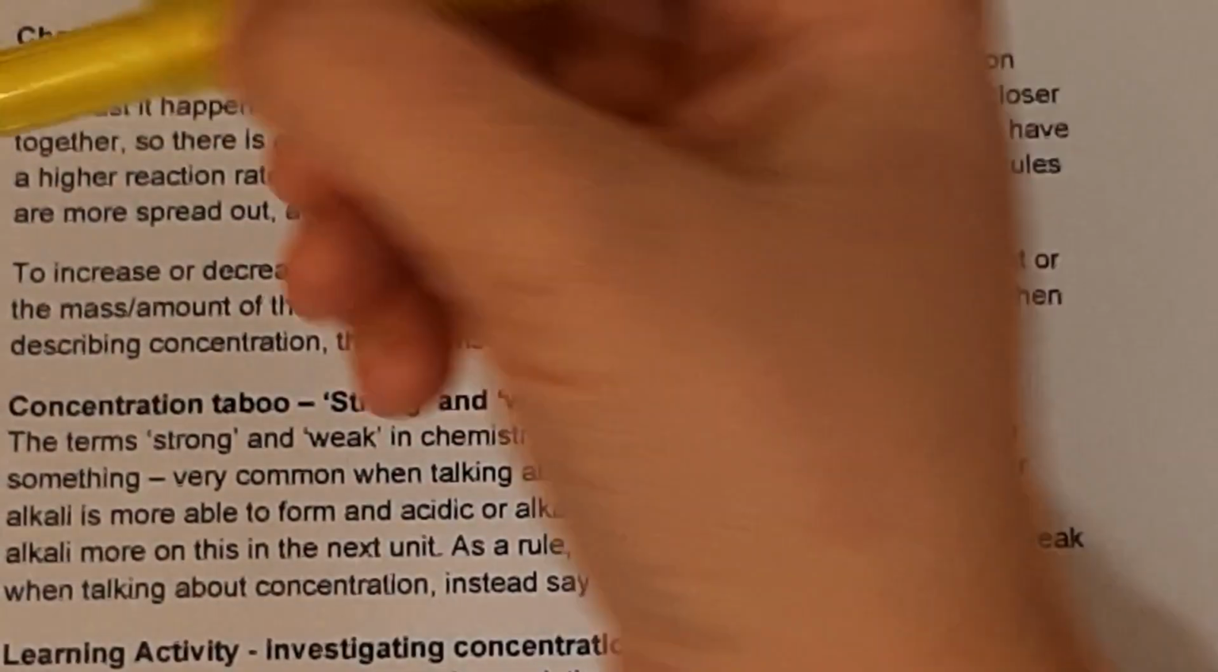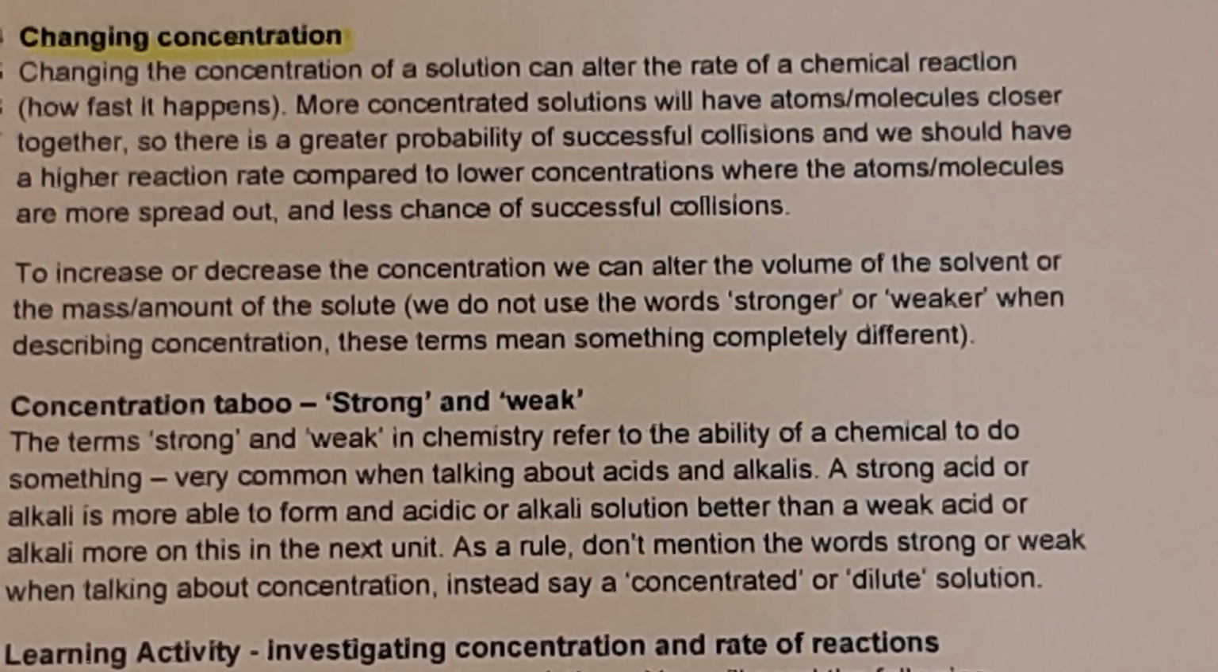Changing concentration. Changing the concentration of a solution can alter the rate of a chemical reaction. That's how fast the chemical reaction is occurring. More concentrated solutions will have atoms or molecules that are closer together, so there is a greater probability of successful collisions, and so that gives us a higher reaction rate compared to a solution with lower concentrations where the atoms or molecules are more spread out, and this has a lower chance of successful collisions.